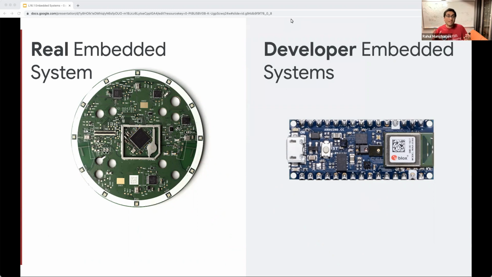So let's get a little bit deeper into the developer embedded system and contrast it with the real embedded system. The punchline is really this. The real embedded system is designed to perform one particular task. The developer embedded system has a lot more bells and whistles because it is a developer platform and allows you to explore different things and is extensible.